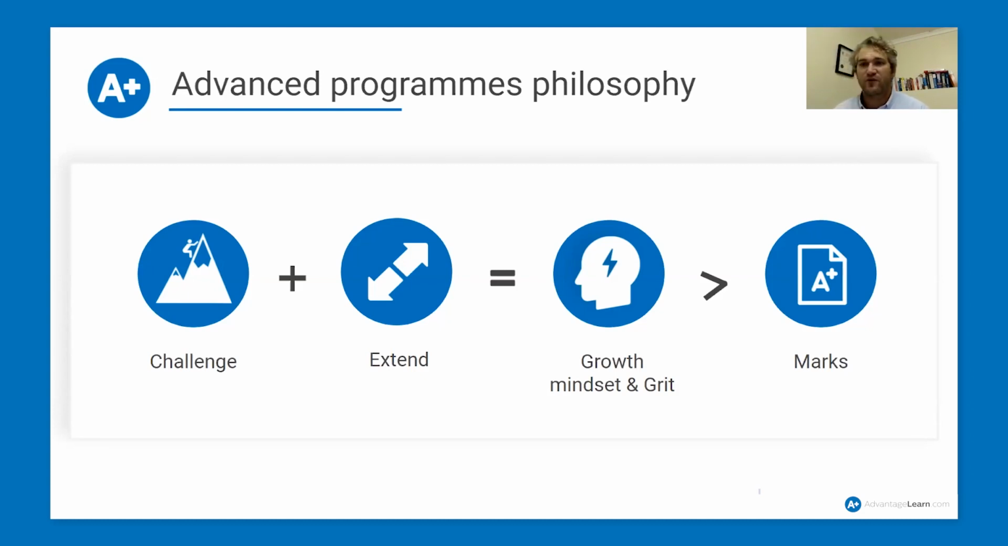When you undertake an advanced program, you should not be expecting to achieve the 80s and 90s that you achieve in your core subjects. Your mark will likely go down by an order of 20 to 40%. And so for many of you that take on the advanced programs, it might be the first instance where you see a mark of 50%, 40%, 60% against your name.